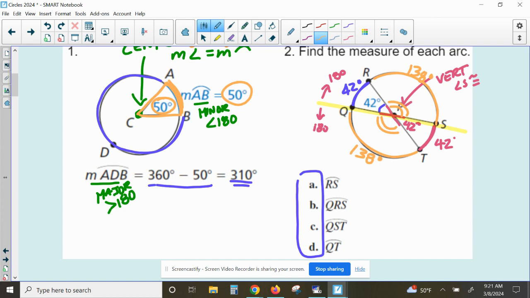Okay, let's go down and see if we can answer our questions. So the first one's asking for RS. In our picture, where is R to S? Is that a minor arc or a major arc? Minor, because it's only 2 letters, so it's less than 180, right? So how far is it from R to S? Give me a number. 138 degrees.